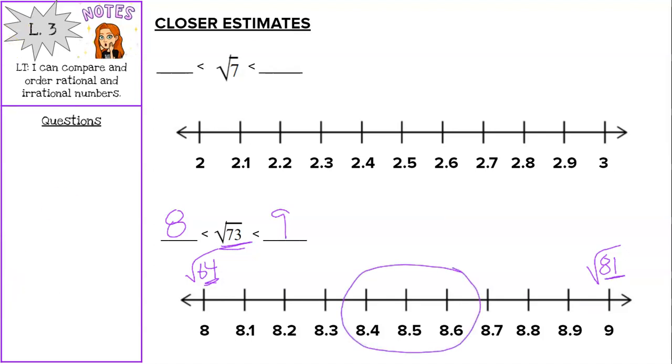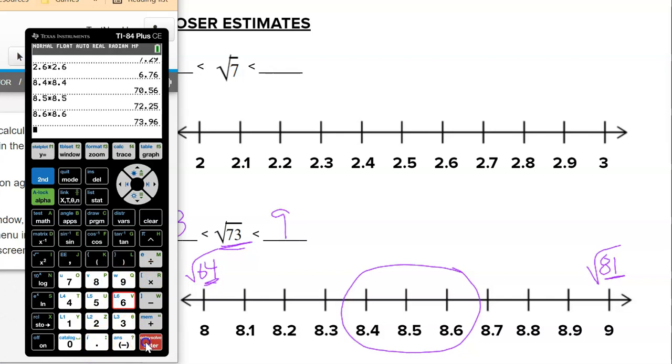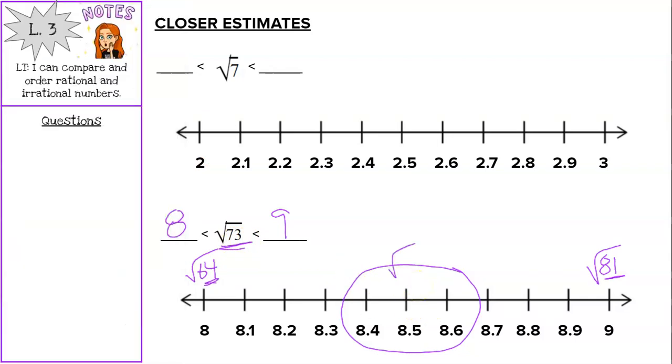So I'm going to go back to my calculator. I'm going to start with 8.4 times 8.4. And we get 70.56, not quite 73, so let's move to 8.5 times 8.5. And we get 72.25, really close to 73. So I know that 8.6 times 8.6 is going to be a little bit too high. So we could say that a good estimate for the square root of 73 would be 8.5.